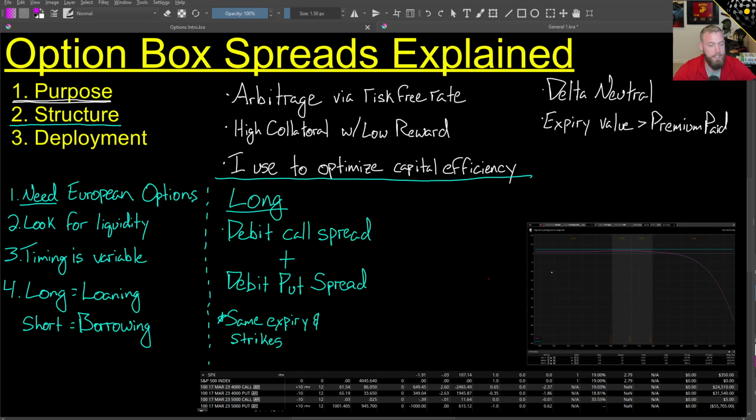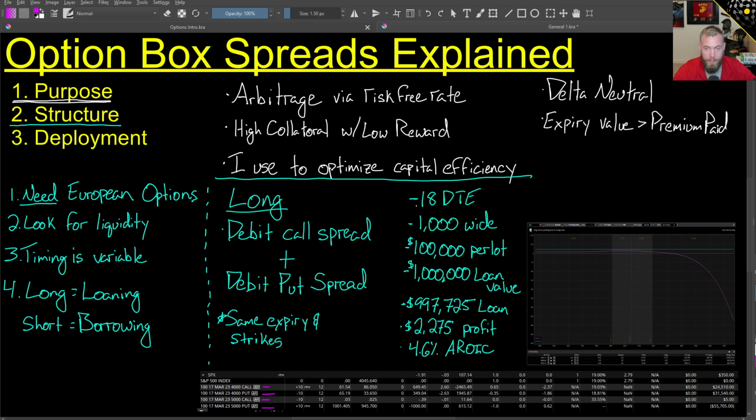All right, so what does this look like? Well, this is the trade I just showed you. And this is a long call spread and a long put spread. It's got to be the same expiration and the same strikes. So if you look at the example trade down here, I am long the 4,000 calls. I am short the 5,000 calls. I am then short the 4,000 puts, and then I am long the 5,000 puts. So essentially, the way that this trade works is you are going to pay a debit out, and then you are going to get more back.